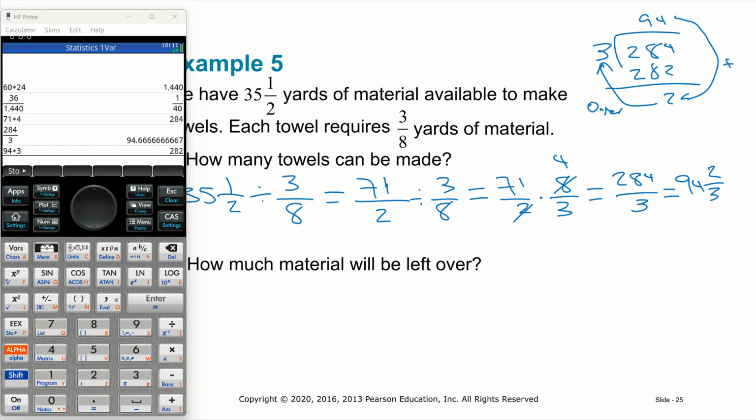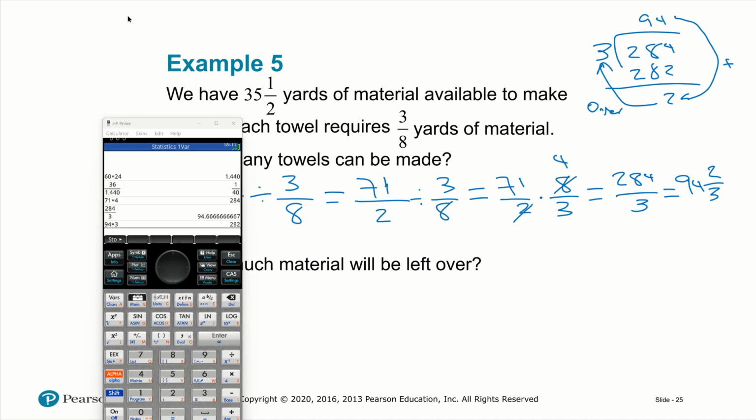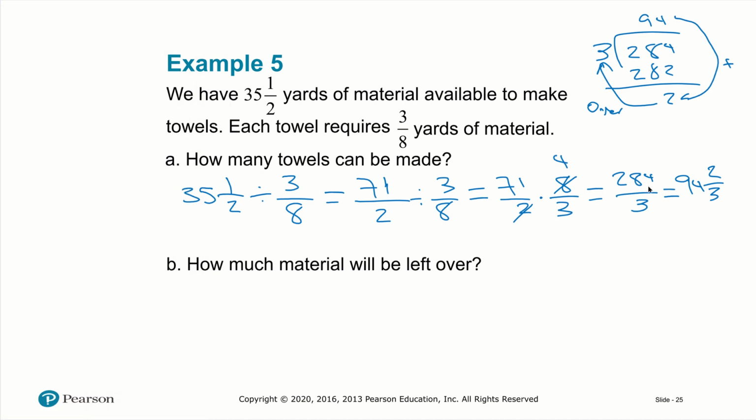All right. So now remember, you're not going to want to make 2/3 of a towel, correct? So basically, you're going to answer: 94 towels can be made. All right, so how much material will be left over?